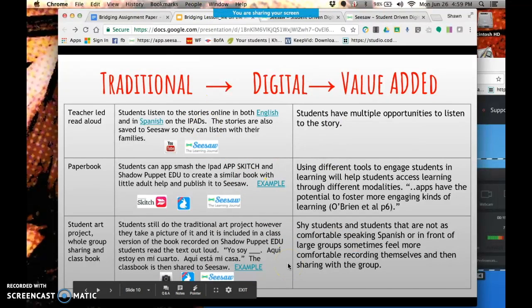So shy students in class are not comfortable speaking Spanish in front of large groups and sometimes feel more comfortable recording themselves and then sharing with the group. So this is a great way to incorporate many students on a project, and the shyer students feel less reluctant to participate.